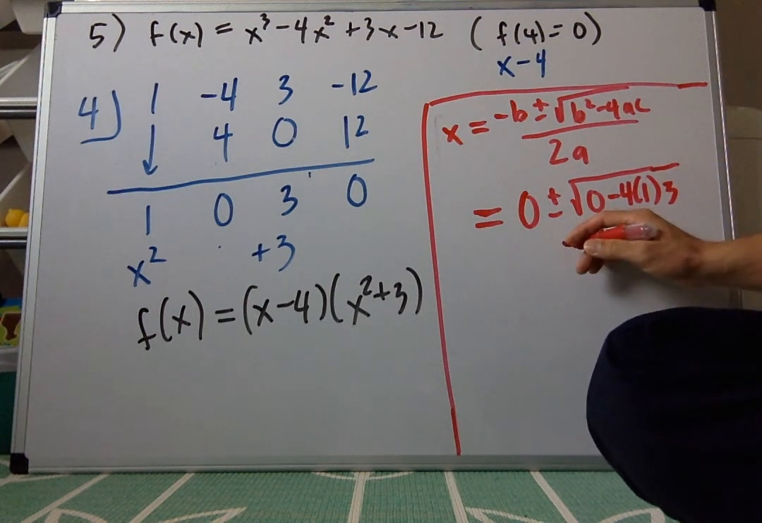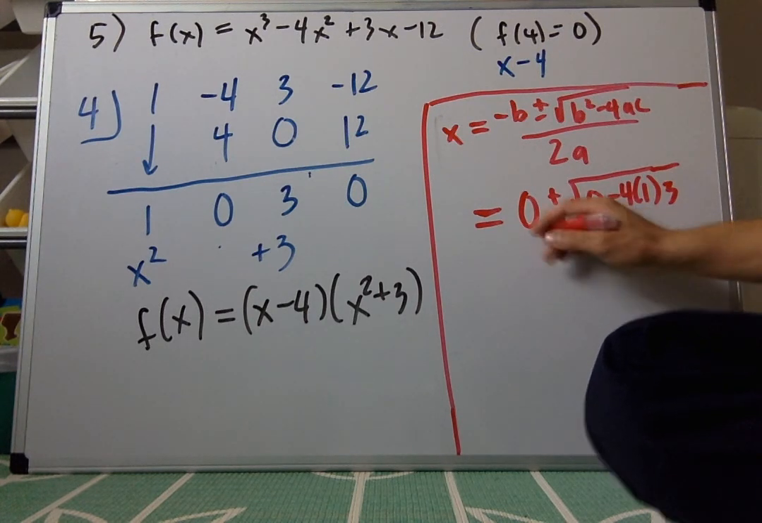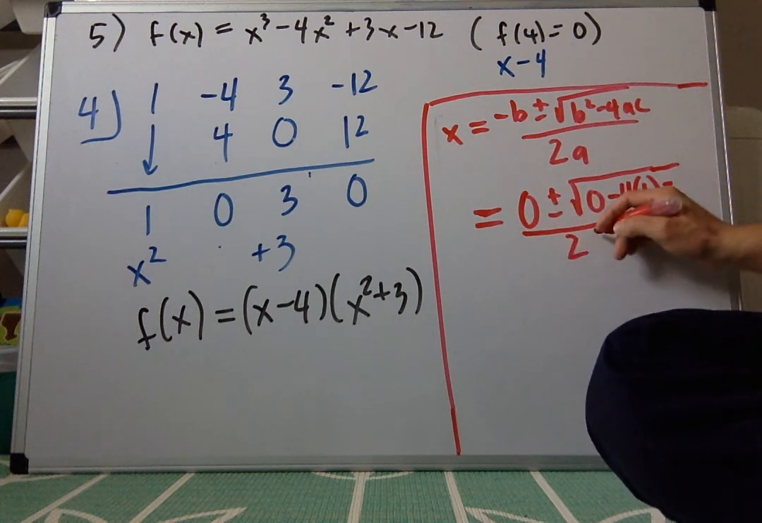3 like that. Okay, so then what do I get? I'm missing something. 4AC, that's right. And divided by 2, A is 1 again, yeah?